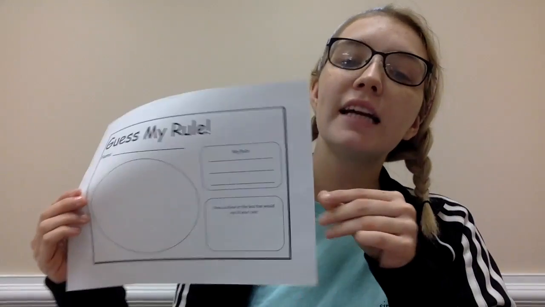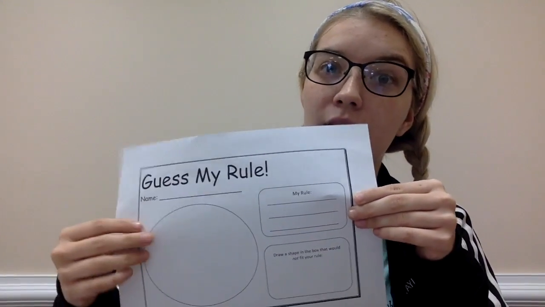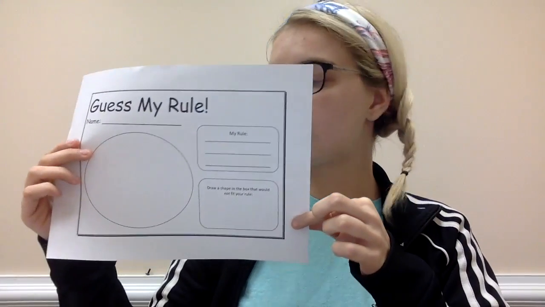So the first activity that you could do using attribute blocks is one that includes a handout called Guess My Rule. So here's the handout. On the handout, the students will create their own rule, and then a box over here where they will show the shapes that correspond with their rule, and then a box where they would show the shapes that don't correspond with their rule.